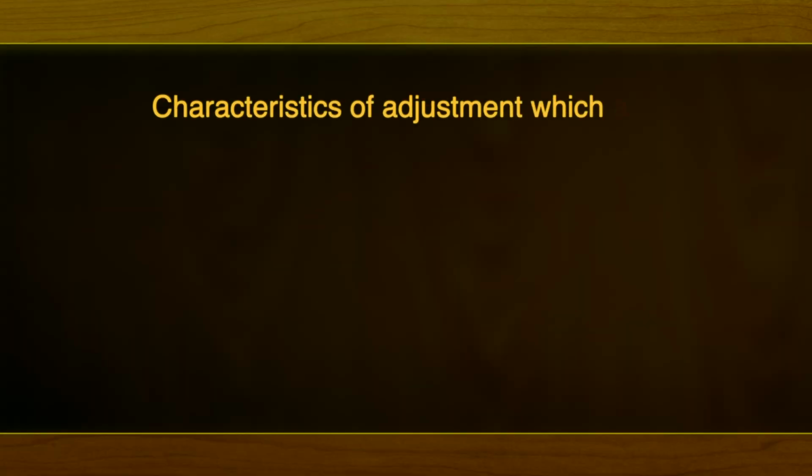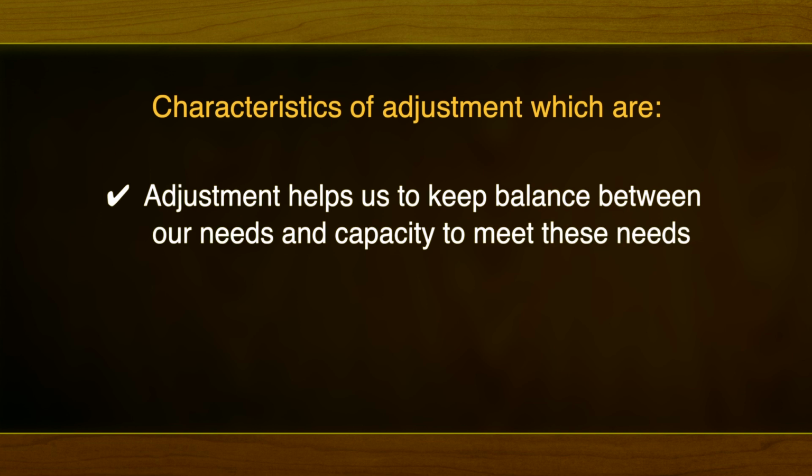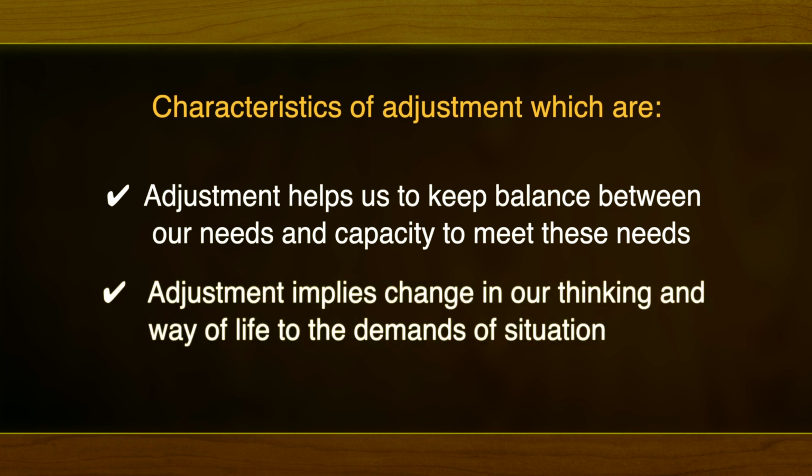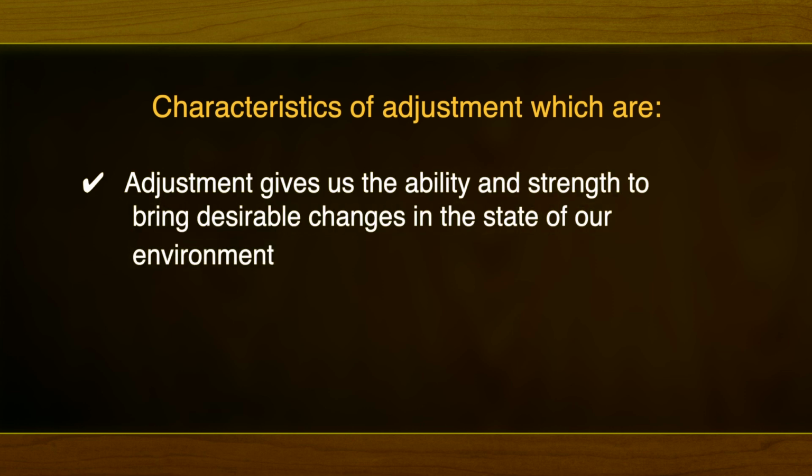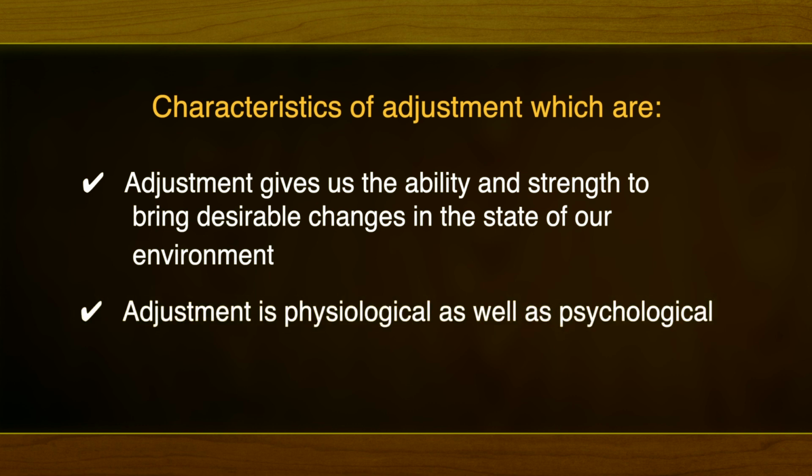Thus, these definitions lead to some characteristics of adjustment, which are: adjustment helps us to keep balance between our needs and capacity to meet these needs. Adjustment implies change in our thinking and in way of life to the demands of situation. Adjustment gives us the ability and strength to bring desirable change in the state of our environment. Adjustment is physiological as well as psychological.